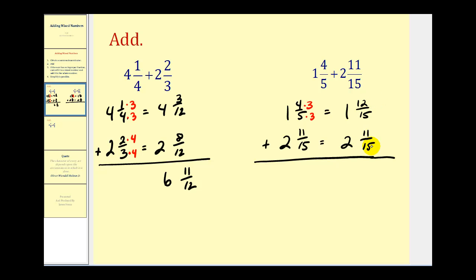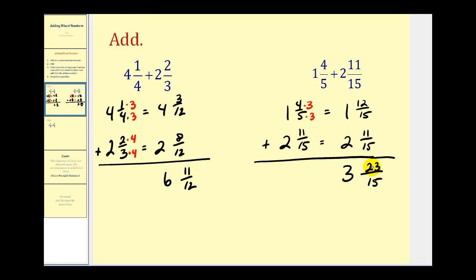Now we'll go ahead and add the fractions. Notice again our denominator stays the same. Our numerator is going to be 12 plus 11, that'll be 23/15. And then we have 1 plus 2, that would be 3. Now we can't leave our answer like this because 23/15 is an improper fraction. So we need to convert this improper fraction to a mixed number and then add it to 3. Let's go ahead and do that.